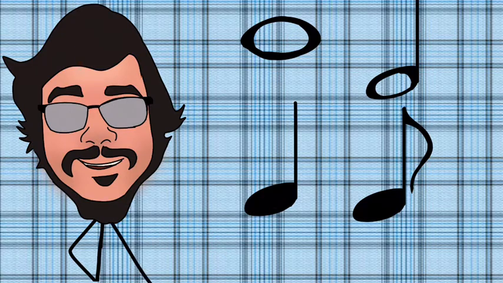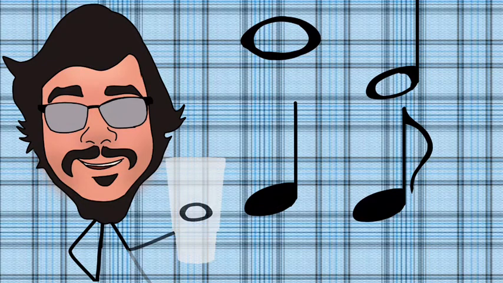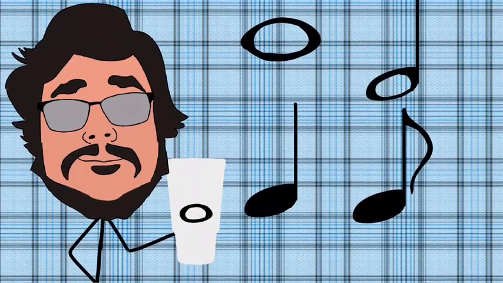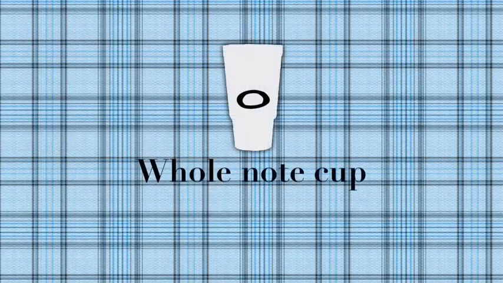To help teach this, I brought with me a very special tool, something I made myself, and that is a cup. But not just any kind of cup. These are special cups that will help me teach duration. So, allow me to show you how cups can show duration. This is our first cup. It is called the whole note cup. Why? Well, because there's a whole note on there, of course.